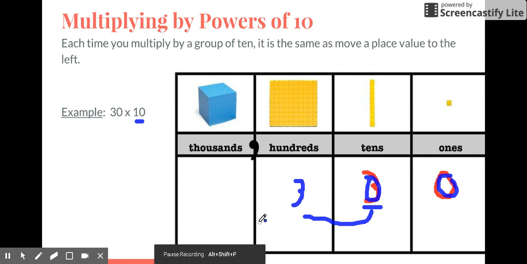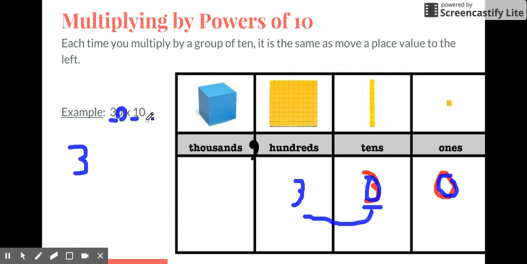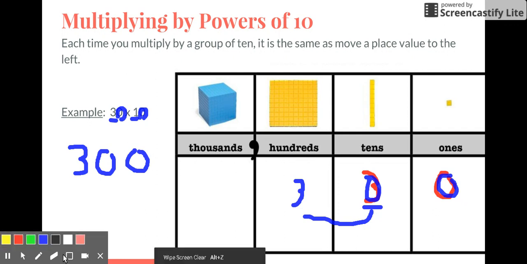So if I use my place value chart and I move my 30 one place to the left, I can represent that 30 times 10 is 300. Another way that I can do this is by looking at my basic facts. So I know that I have 3 times 1. That's my basic fact. I know that 3 times 1 is 3. And I have 1 zero in my problem, so I need to add 1 zero to my solution. So I can tell either way that 30 times 10 is 300.